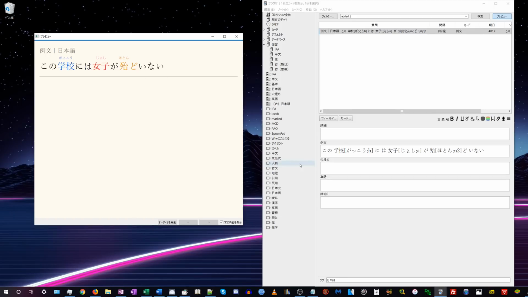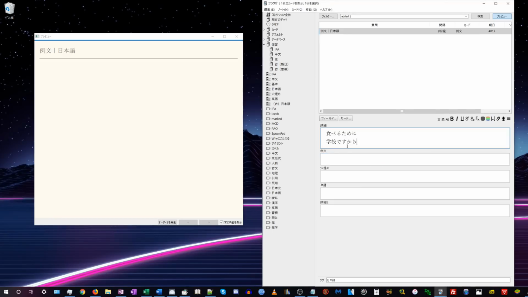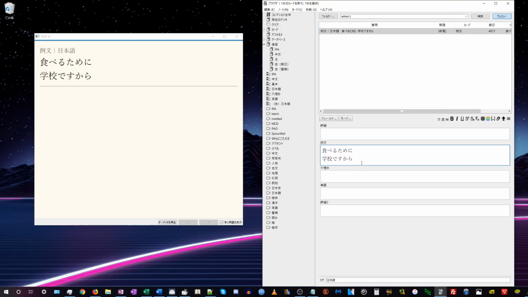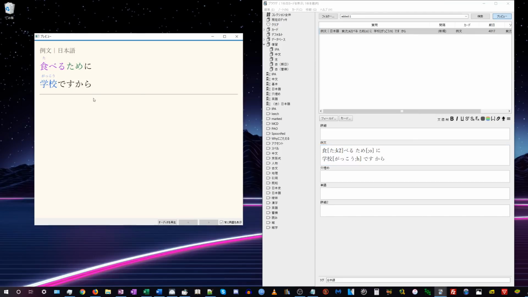So the next quick thing that I wanted to talk about is how we have removed certain entries from the pitch accent dictionary the add-on uses in order to remove redundancies. So for example, if we were going to generate these 2 phrases, 食べるために and 学校ですから. We can see that 食べる is one word, tame is one word, and then the particle ni. Then we have 学校 and then ですから.